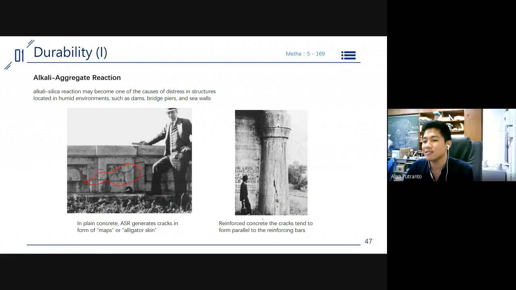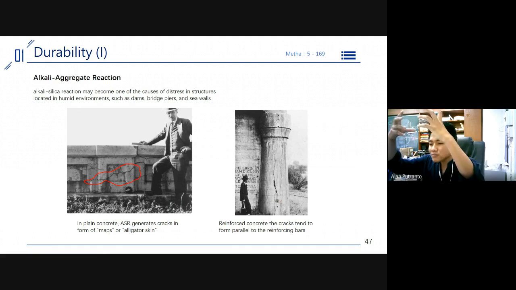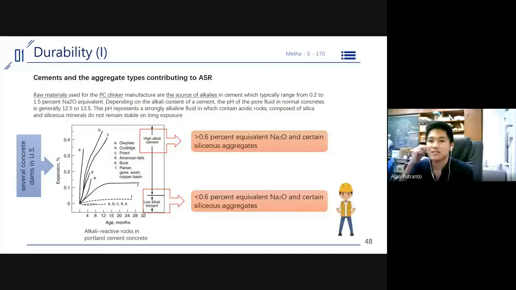And then the second one is for reinforced concrete, where cracks usually run parallel to the reinforcement. This one is the contribution of ASR to the deterioration of the concrete. This is the case that I got from Mehta. This is several concrete dam structures.